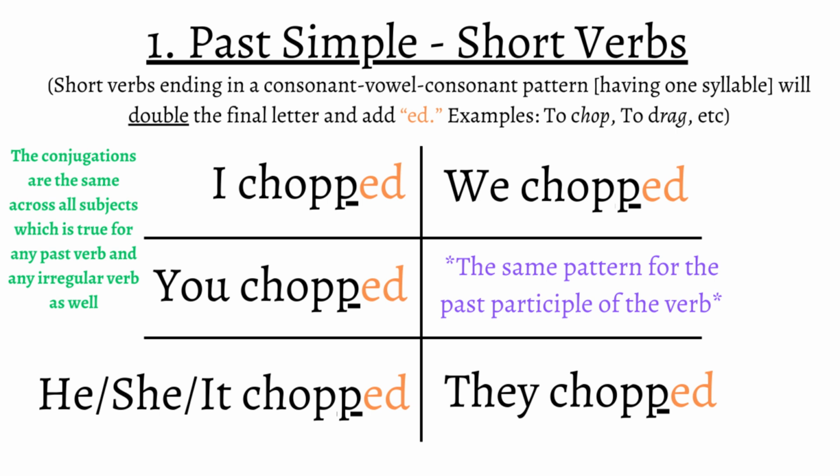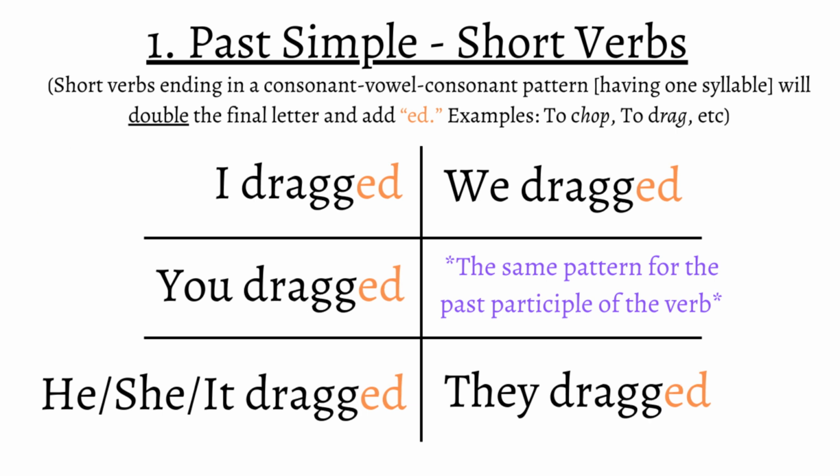Likewise, to drag in the past simple will look like this: I dragged, you dragged, he, she, it dragged, we dragged, and they dragged. The pattern is also the same for the past participle of the verb. At this point, there is no sense in covering all subjects because the pattern is the same for all, so I will only emphasize the pronunciation of the conjugation in the past simple.